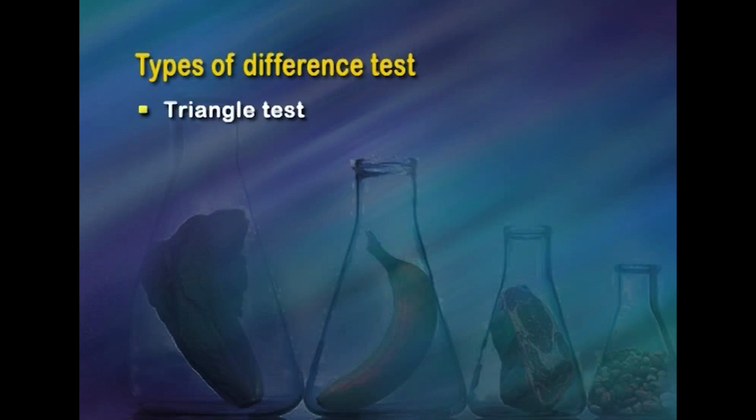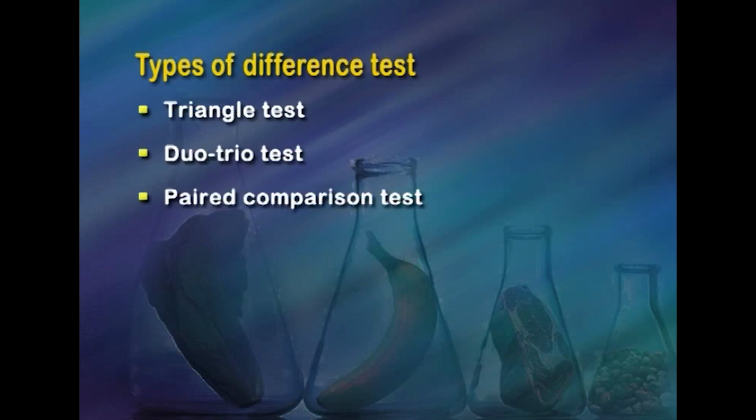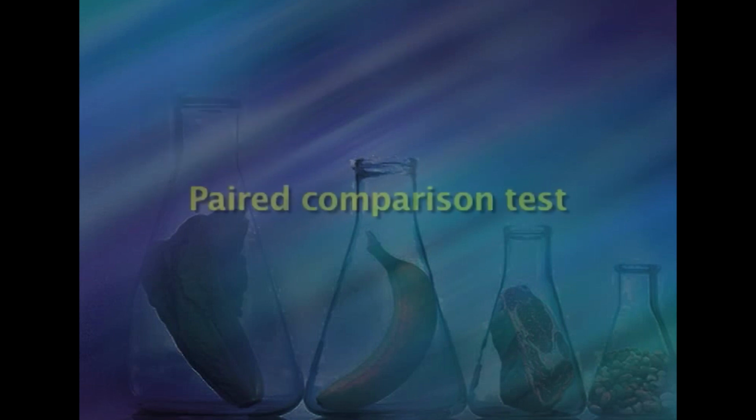Difference testing is used to determine if foods differ in certain aspects. Some of these aspects include but are not limited to odor, taste and texture. The sensory lab employs 3 different types of difference tests: the triangle test, the duotrio test and the paired comparison test. First we will see about the paired comparison test.